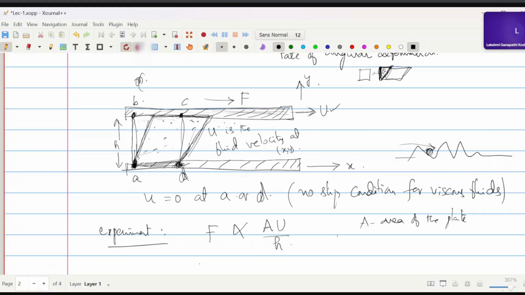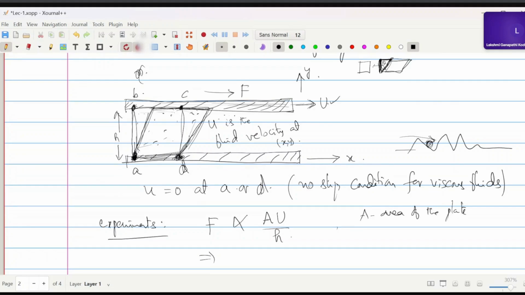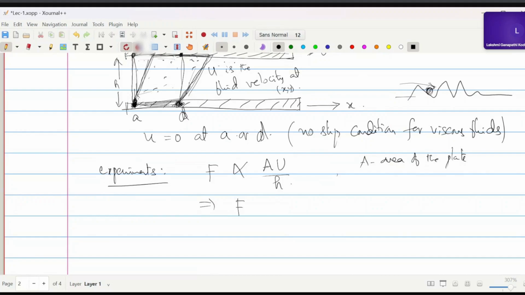So this is by experiments. When you do this, what you get is basically F equal to some constant, and that constant is actually your viscosity. So this is F equals mu A U by H. In this particular situation, we are trying to give you the meaning of viscosity using this small setup.